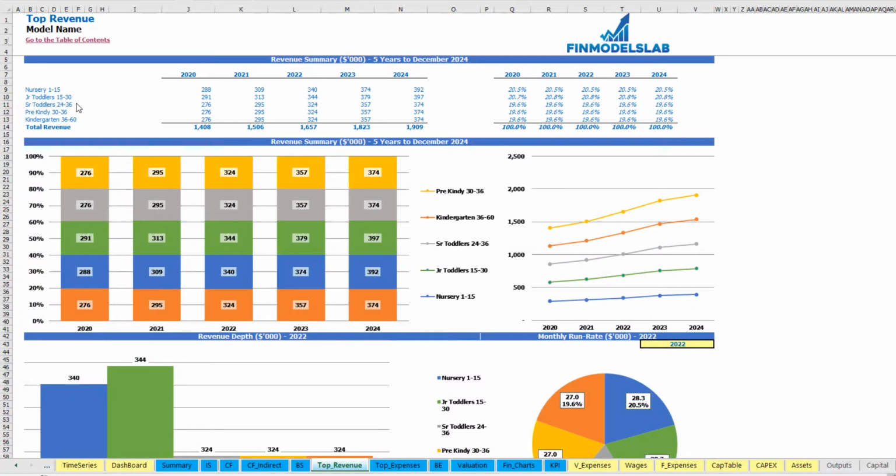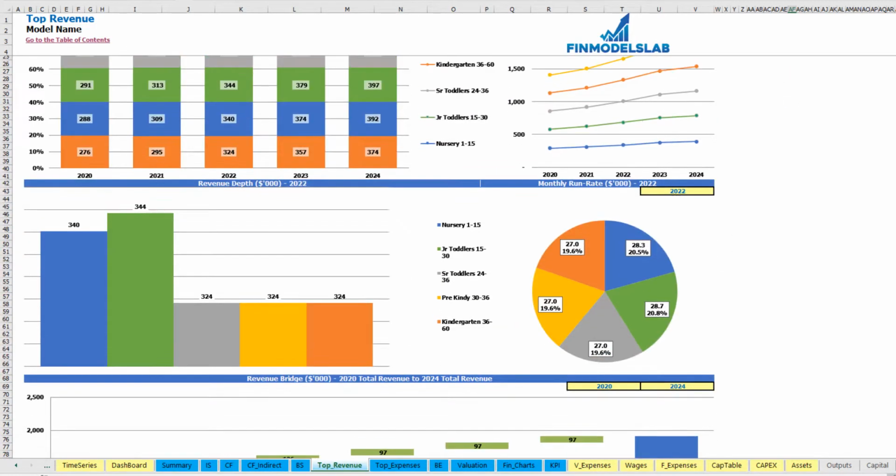On the top revenue tab, you may see the breakdown of your revenue by 5 main streams or categories, as well as a breakdown by years of absolute values and a breakdown by years of percentage allocation. The same information you may see on the revenue summary charts, where you can see the percentage allocation and the absolute values breakdown by these main revenue streams.